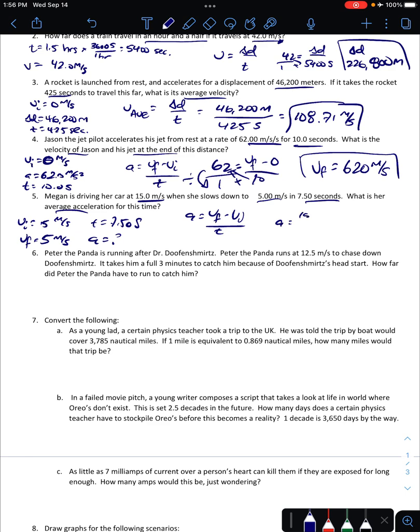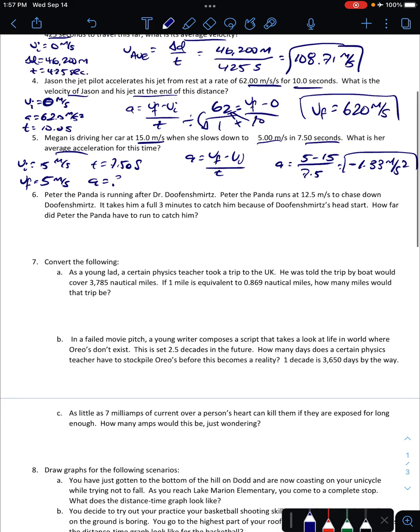Oops, sorry, no, not 15. My final, which is 5, minus my 15 over my time, which is 7.5. Okay, so that's going to be 5 minus 15, which is 10, or negative 10, sorry. So negative 10 divided by 7.5. And we see that the acceleration here is going to be negative 1.33 meters per second squared. Negative helps because that tells us we're actually slowing down, which is what she's doing.